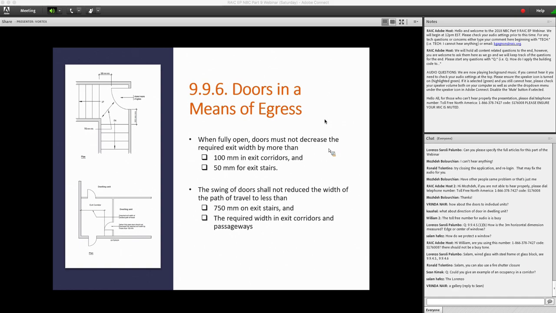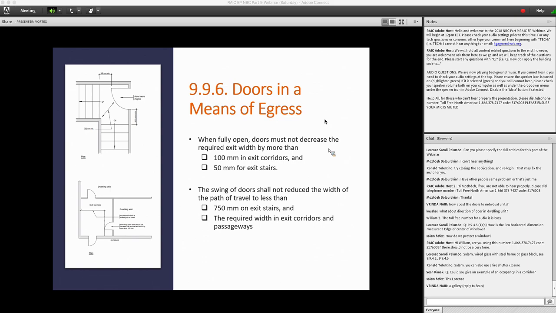So when fully open, doors must not decrease the required width of an exit by more than 100 millimeters in exit corridors. Okay, so if an exit corridor or a public corridor is required to be 1100 millimeters wide, and you have a door swinging into the exit, it must not decrease the required exit width by more than 100 millimeters. And where you have the door opening into an exit, it must not reduce the exit width by 50 millimeters.